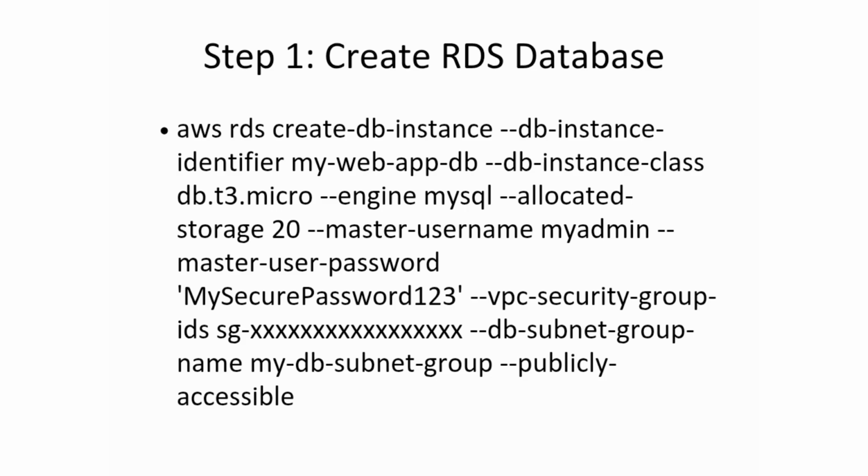The engine is the database engine, for example MySQL or PostgreSQL or Aurora. And then the VPC security group IDs, that is very crucial because this security group must be configured to allow inbound traffic from your EC2 instance. And then the master username and password, which are your root user credentials. And the DB subnet group name is nothing but the name of the DB subnet group you have already created for the multi availability zone deployment.